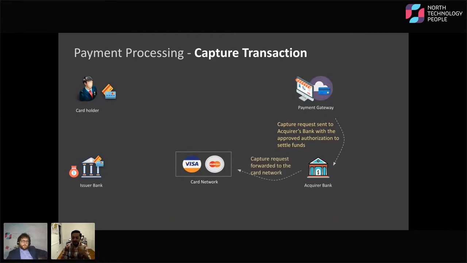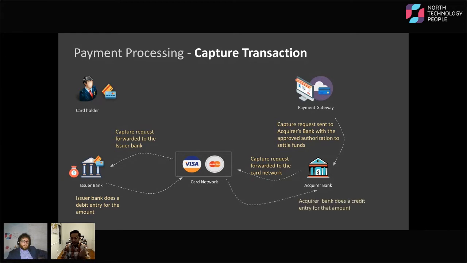Similarly, the capture request is now forwarded to the card network, which forwards it to the issuer bank. So now this is a capture request. The issuer bank will do a debit entry for that amount on its side, and it already knows that there was an authorization transaction for this particular capture request, and then sends a response back to the card network, and then it goes back to the acquirer bank. At this point, the acquirer bank also does a credit entry for that amount in its merchant account, right? So in a sense, they did their bookkeeping properly on both sides, and the card network knows about it as well.